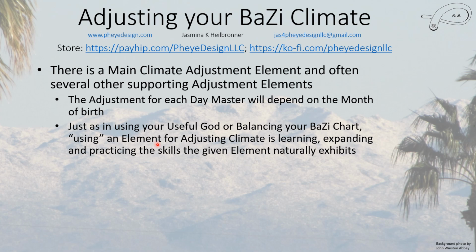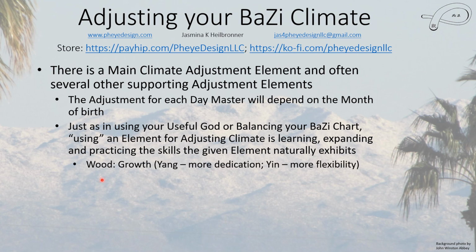Just as in using your useful God or balancing your bazi, using an element is learning, expanding, and practicing the skills that given element naturally exhibits. This is not easy for most people, but this is how to improve your life. And if you don't work at this, your life is very unlikely to improve. You might get lucky, that's always possible. But relying on luck usually makes you old and poor because luck is fairly hard to come by.